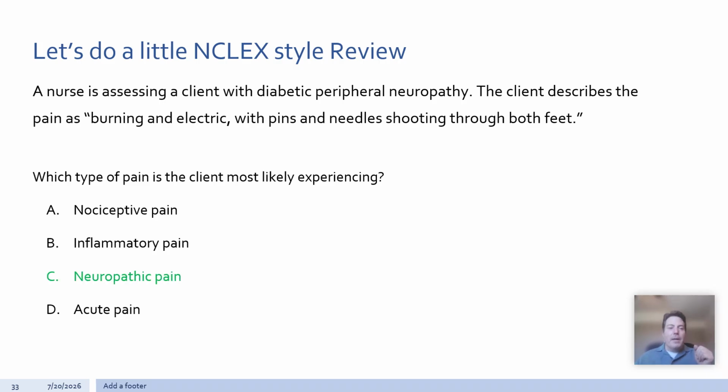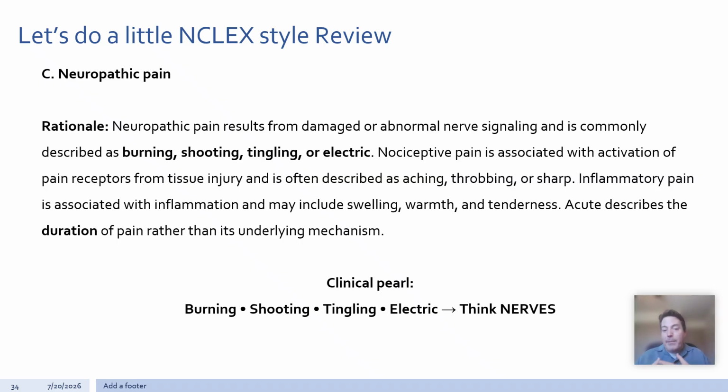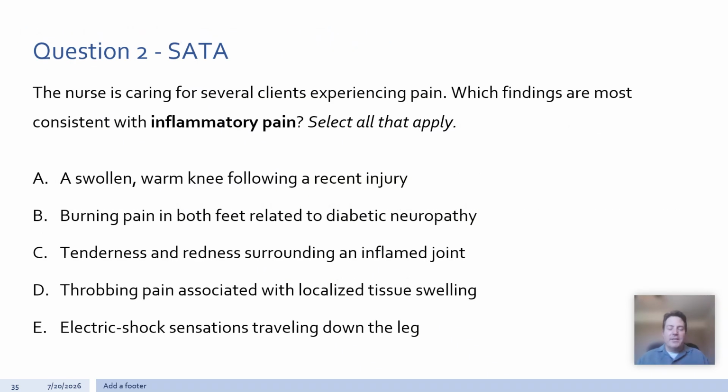Neuropathic. Why? So neuropathic pain results from damage or abnormal nerve signaling, and is commonly described as burning, shooting, tingling, or electric. Nociceptive pain is associated with the activation of pain receptors from a tissue injury, often described as aching, throbbing, or sharp. Inflammatory pain is associated with inflammation, and includes swelling, warmth, and tenderness. And acute pain describes the duration of the pain rather than its underlying mechanism. The clinical pearl here is, if it's burning, shooting, tingling, electric, think nerves. If it feels like it's electrical, it might just be electrical. Think nerves.